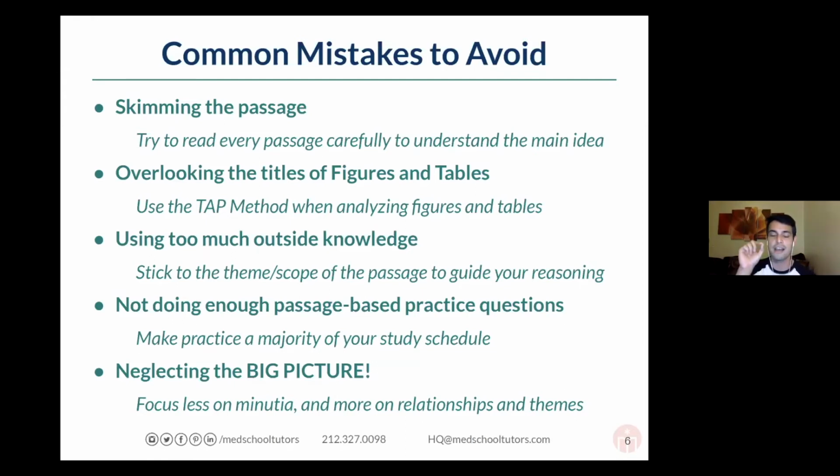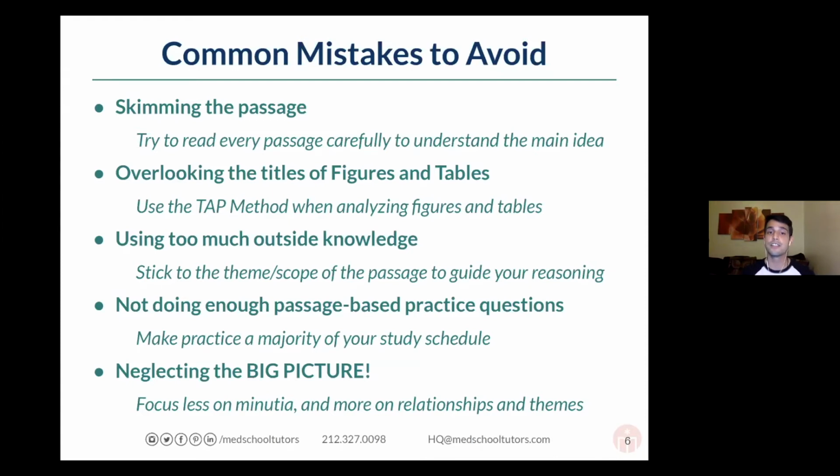You want to go step by step, focus on one single line or one single group of bars, and then extrapolate further and further. And that's easier to see when we go through a practice passage.